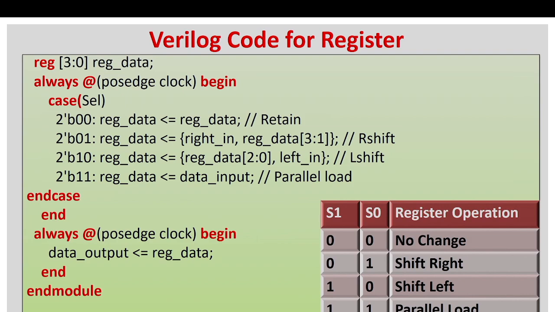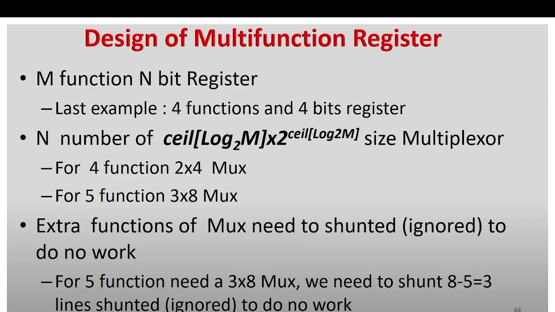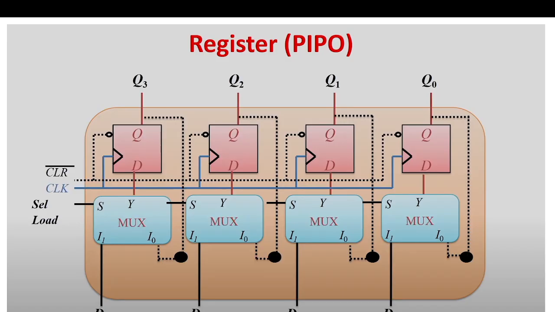So Verilog code for this, again we have the 4 operations: left shift, right shift, retaining, and parallel load. And this is the concatenation operation, which combines this bit and this. This is parallel in parallel out, meaning we have parallel input and parallel output. And this output is given as input here for retaining the state.